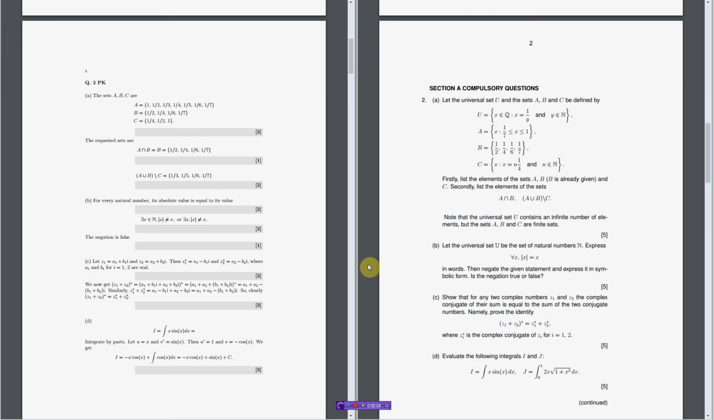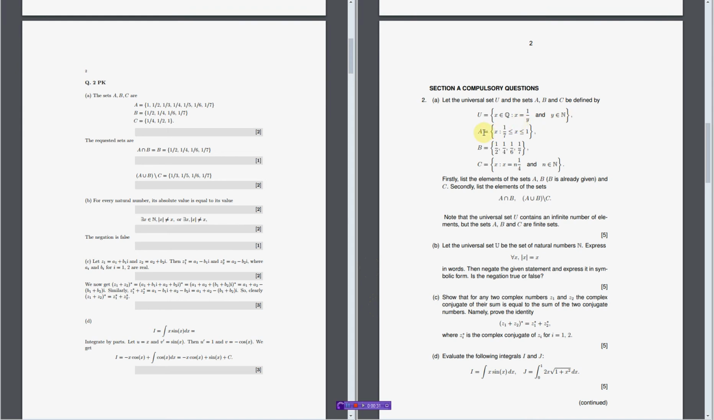In this video, we'll go through the solutions to question 2. Question 2 is 4 parts. In part A, it's about basic operations with sets. So in part A, we have a universal set consisting of every rational number x, which is represented as 1 over y, where y is a whole number. Y is a natural number.